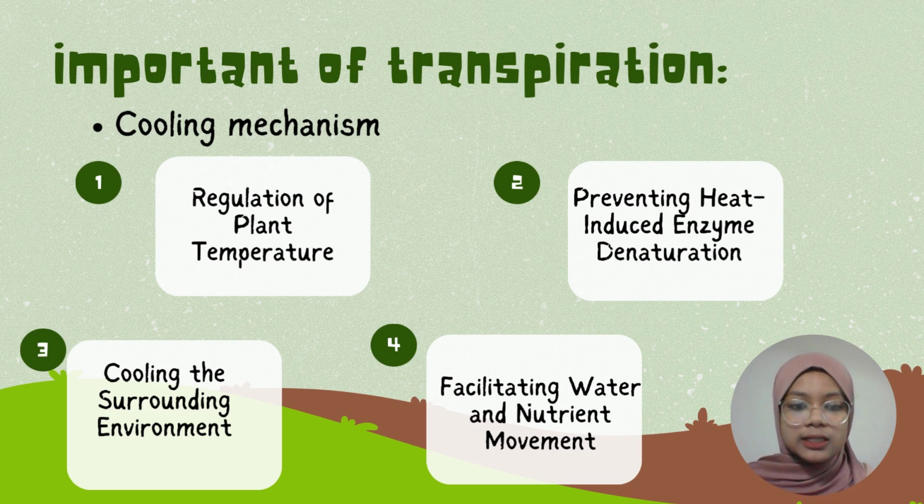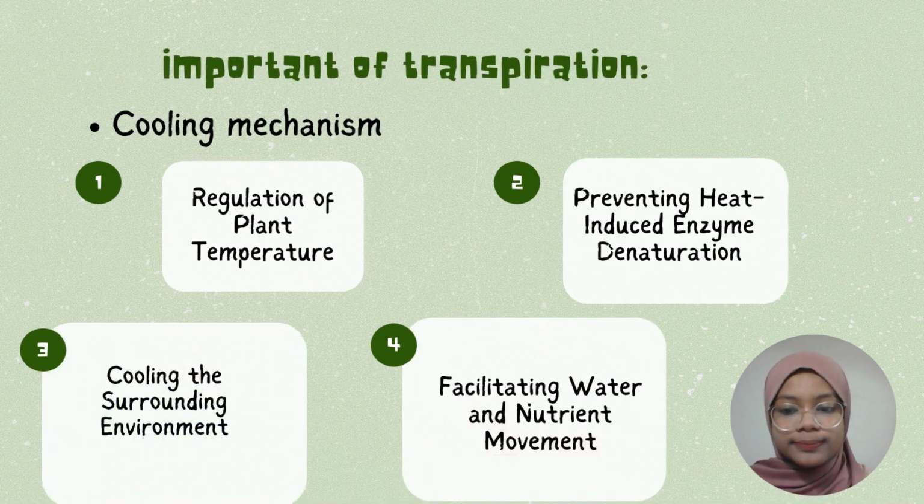Third is cooling the surrounding environment. Water vapor released during transpiration increases humidity and cools the air around plants. This is especially significant in densely vegetated areas, where transpiration helps create a cooler microclimate. Lastly is facilitating water and nutrient movement. Transpiration drives water movement through xylem vessels, maintaining plant hydration that ensures efficient nutrient delivery to support metabolic activities and growth.